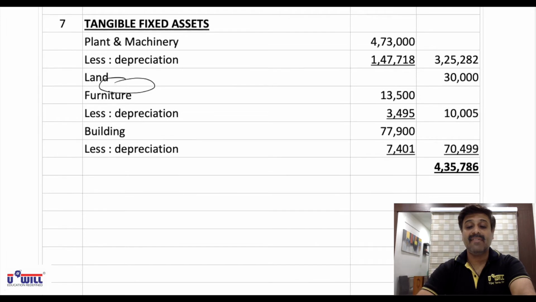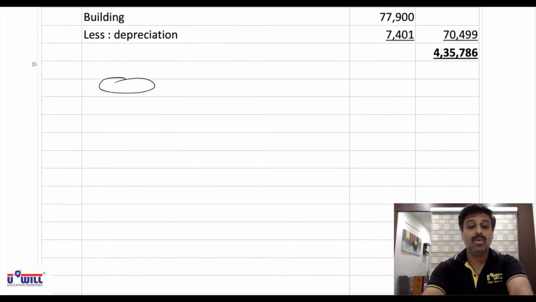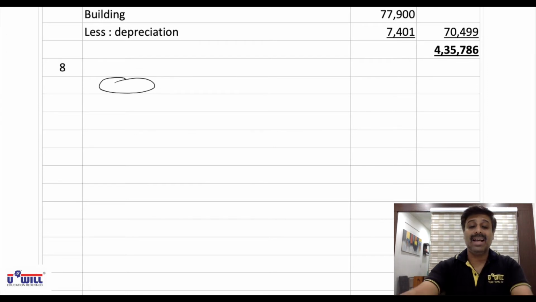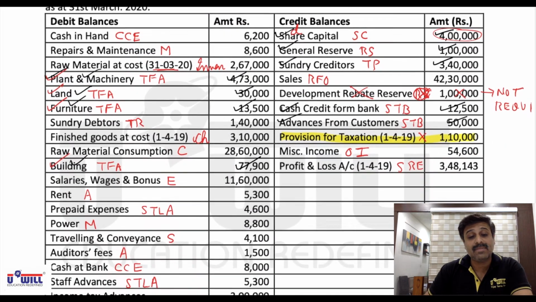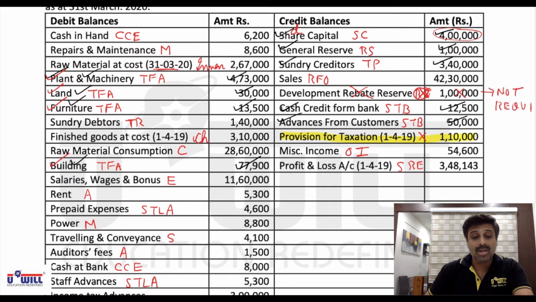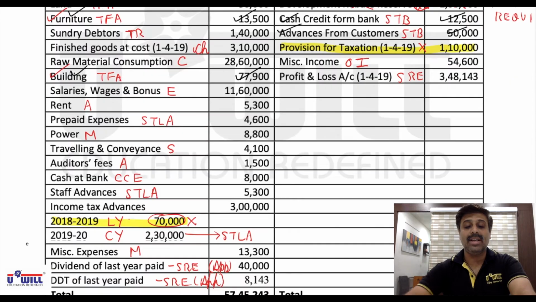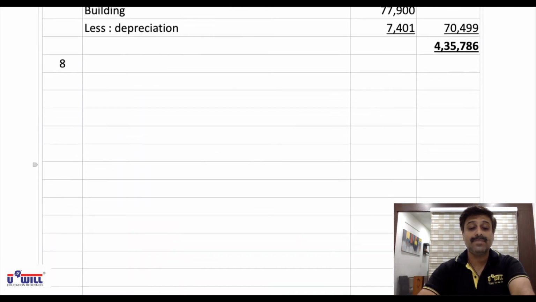Okay. Then after tangible fixed assets, we don't have intangible fixed assets. We don't have non-current investments. We don't have long-term loans and advances. We don't have other non-current assets. We don't have current investments, directly inventories. Okay, next item is directly inventories. So all of it write down under inventories.